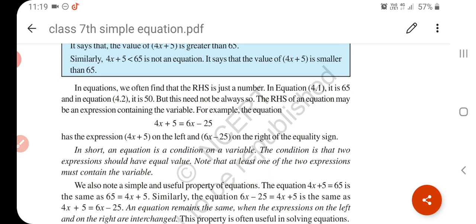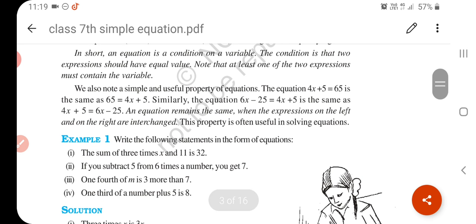An equation is a condition on a variable. The condition is that two expressions should have equal value. Note that at least one of the two expressions must contain the variable. Okay, understand? And what is variable? A variable does not have a fixed value, means in each and every condition it gets different values.